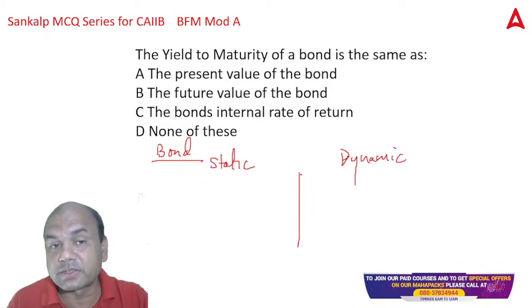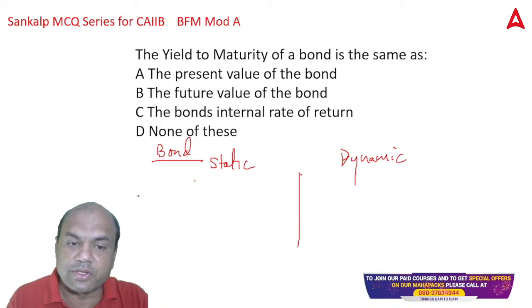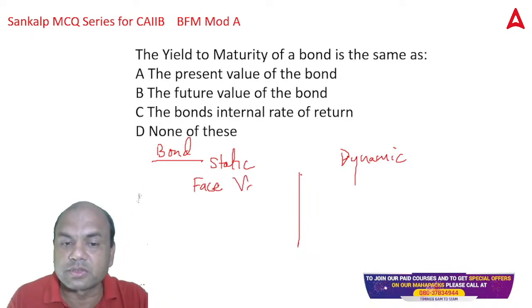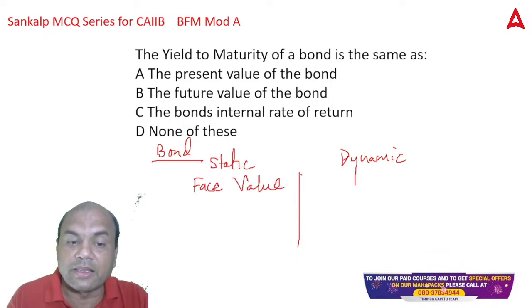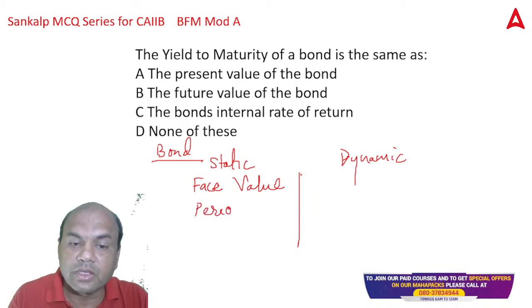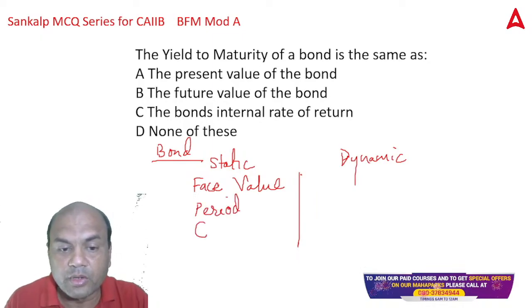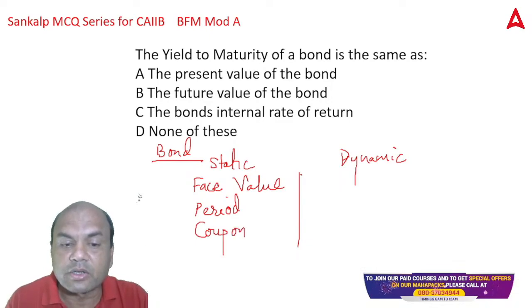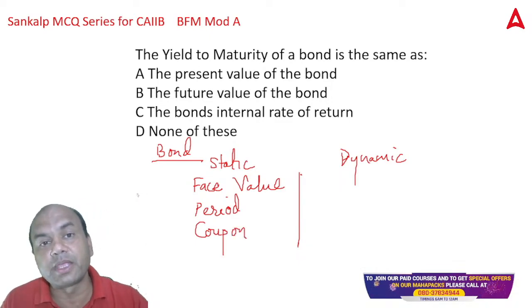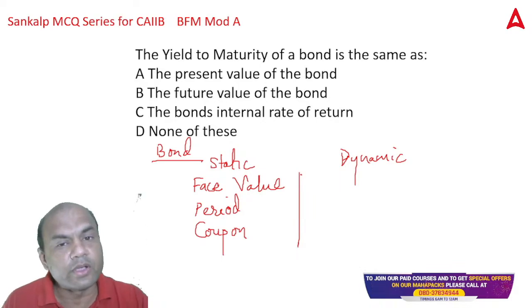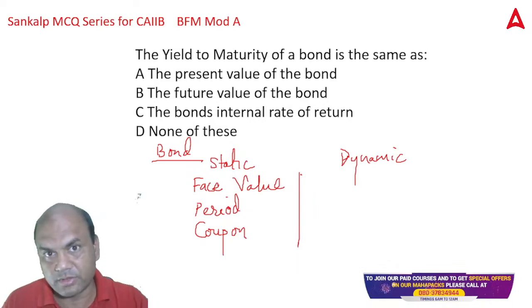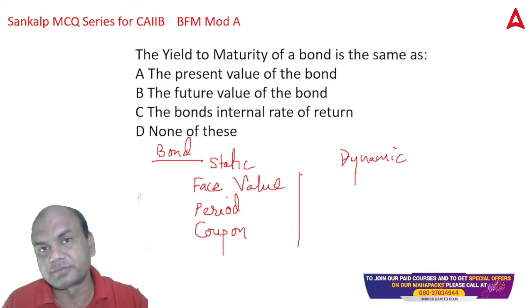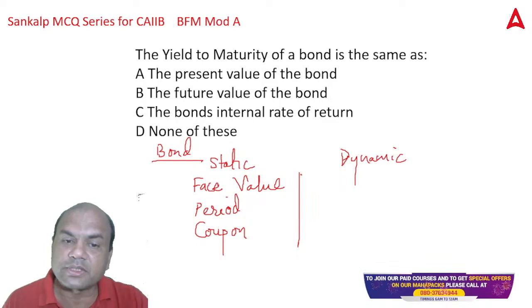Now which ones are the static ones? Face value, which is also called par value in some books. Then the second is period, N. And the third one is coupon. Coupon is a fixed interest which I will be paying on that bond. If you compare this with an FD, the rate of interest which your bank gives is known as coupon. So these 3 are static.